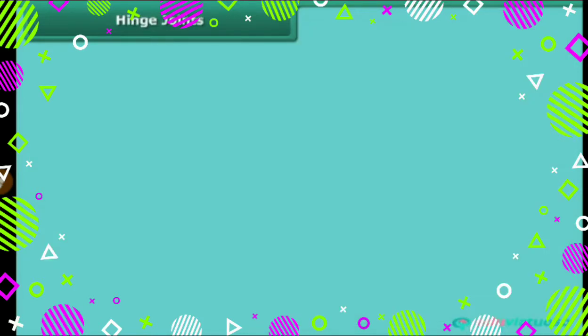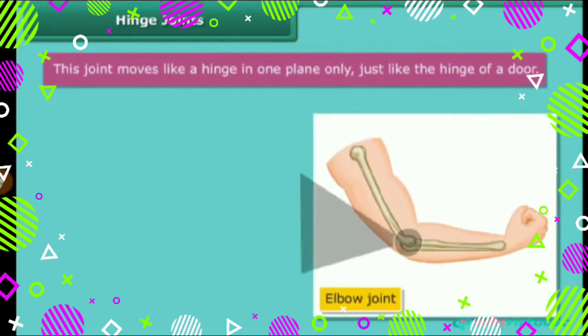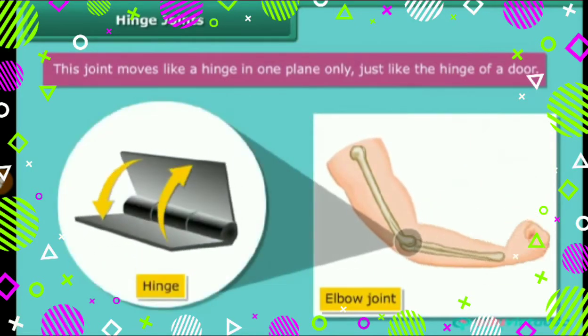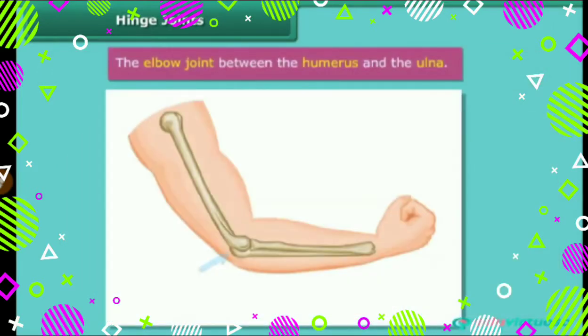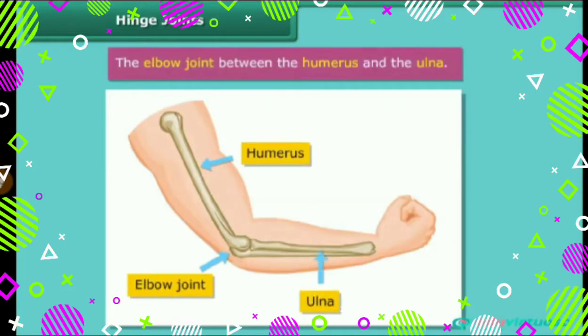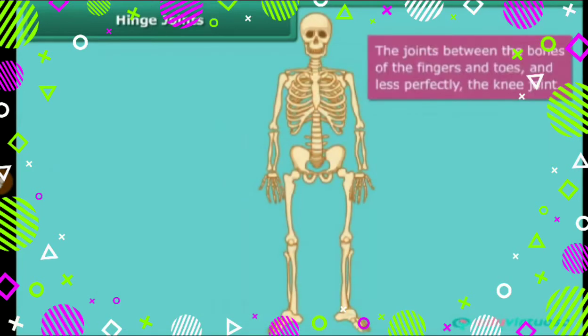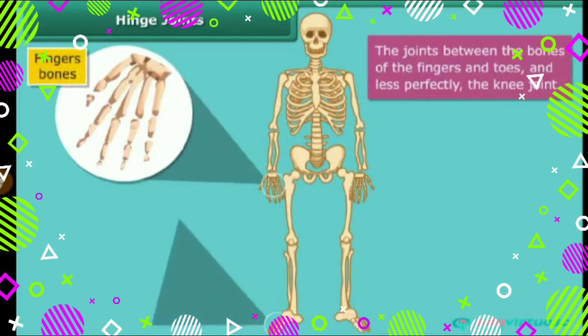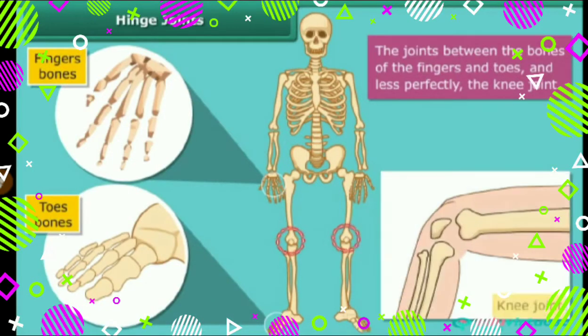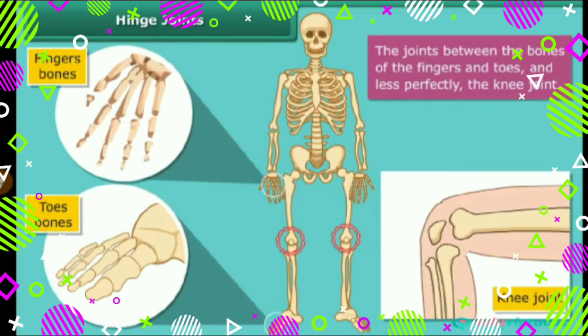Hinge joints. This joint moves like a hinge, in one plane only, just like the hinge of a door. An example is the elbow joint between the humerus and the ulna. The joints between the bones of the fingers and toes, and less perfectly, the knee joint are hinged joints. Hinged joints usually give sufficient power because there is less danger of twisting at the joint.